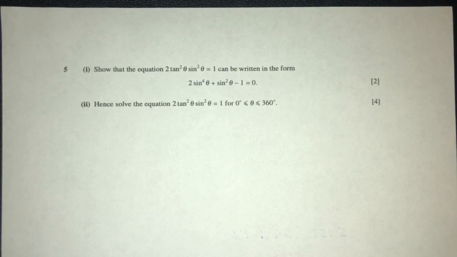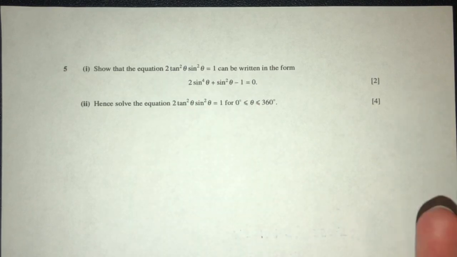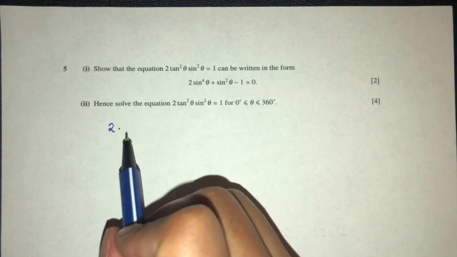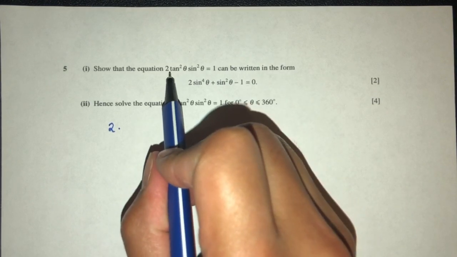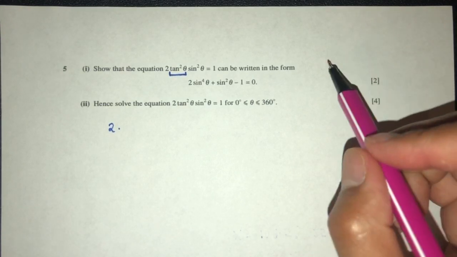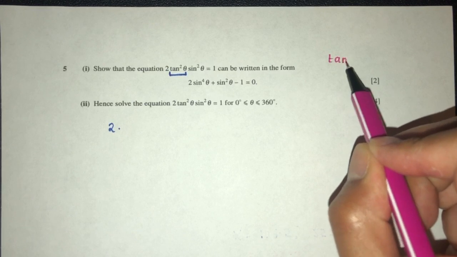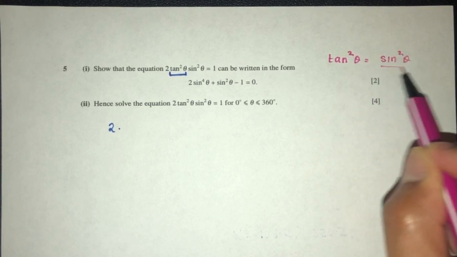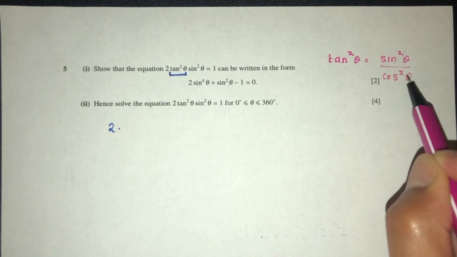So we have to show that the equation 2 tan square theta, sine square theta is 1, can be written in this form. So we have to simplify this. Now we realize that in this equation we don't have any tan, so we have to kind of remove this one. So we have 2. What is this? Tan, this is what? Let's think. We know that, for example, we know simply tan square theta can be what? Sine square theta divided by cos square theta. Right, so let's do that.